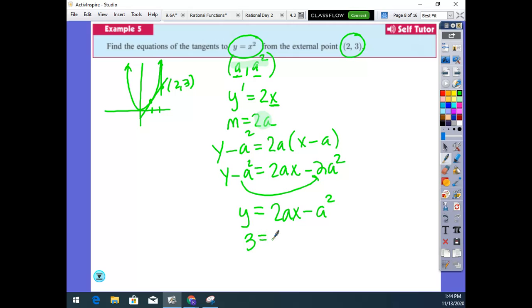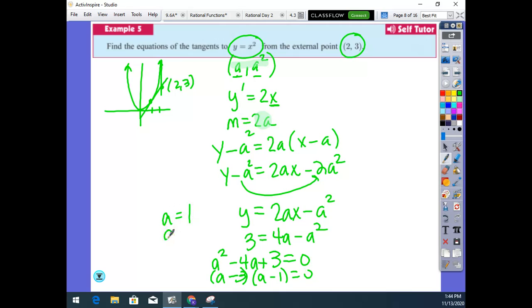So my y coordinate was 3. My x is 2, so 2 times 2a is 4a. And this allows me to find each of the points for a. So I'm going to get a squared minus 4a plus 3. Because how do I solve a quadratic? I need to get one side equal to 0, moving everything over. A minus 3 times a minus 1. And so my two values, I get a is 1 and I get a is 3.